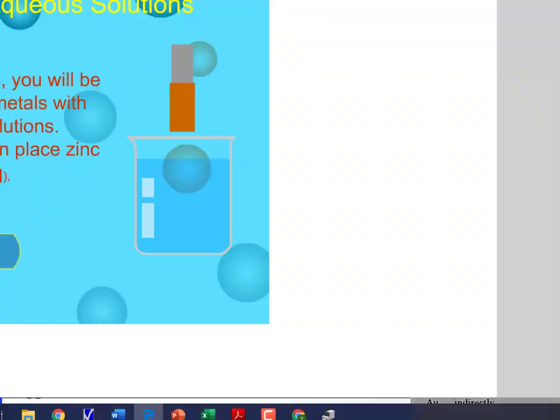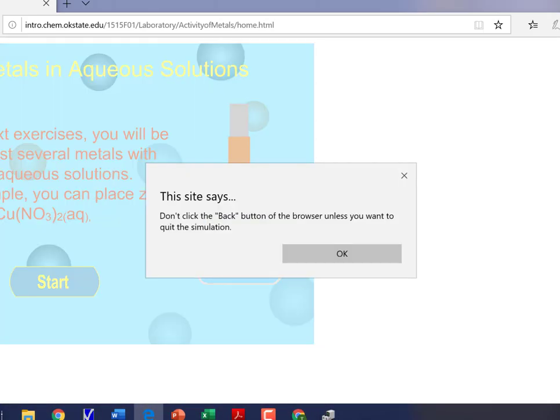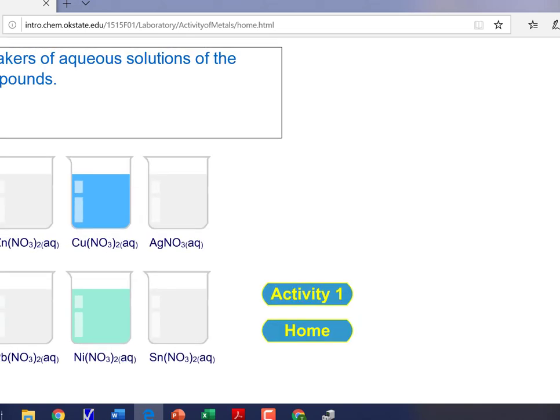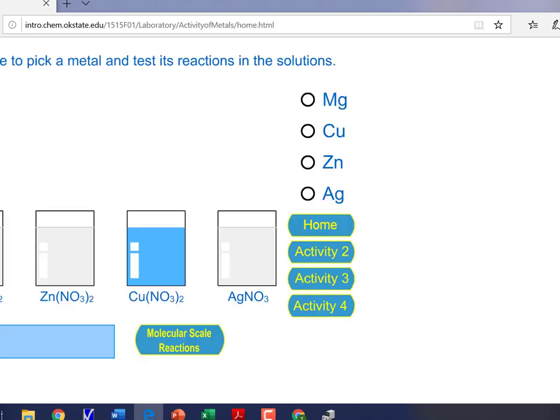So here's a simulation of the kind of experiments you're going to do. You're not going to have 8 solutions, you'll have just a few, but here's the basic idea. You're going to have solutions, and you're going to have pieces of metal. Okay? So I'm going to take a piece of magnesium, and I'm going to put it in each solution. And I'm going to wait. And then I'm going to remove them.